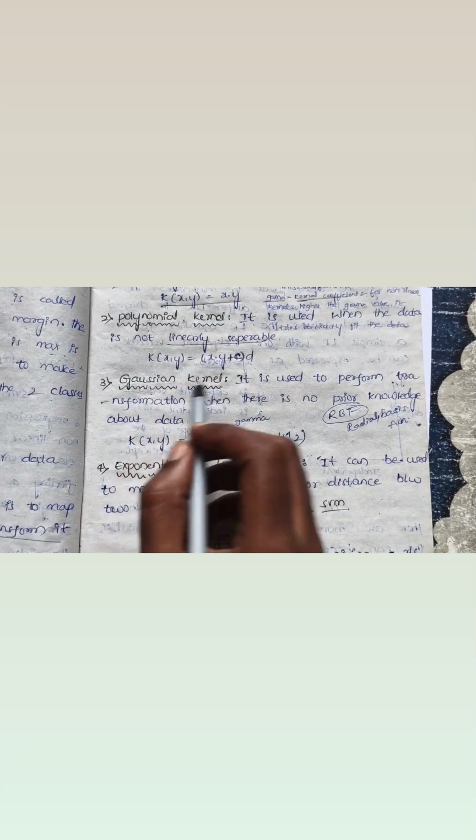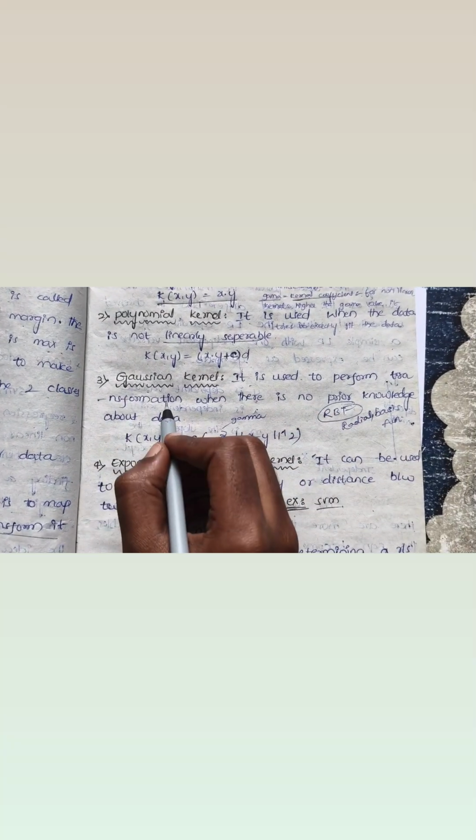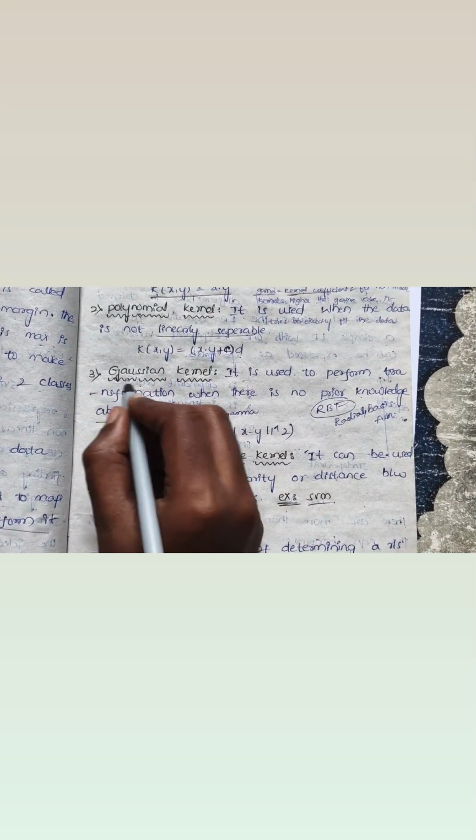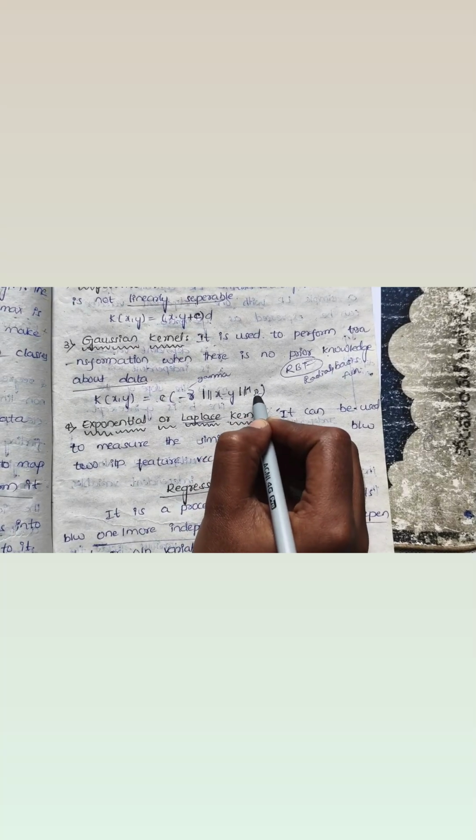The third one is the Gaussian kernel. It is used to perform the transformation when there is no prior knowledge about the data. When there is no prior knowledge, then the Gaussian kernel is used. That is k of x comma y is equal to e to the power of minus gamma times the norm of x minus y, to the power of 2. The fourth one is the exponential or Laplace kernel. It can be used to measure the similarity or distance between the two input feature vectors.